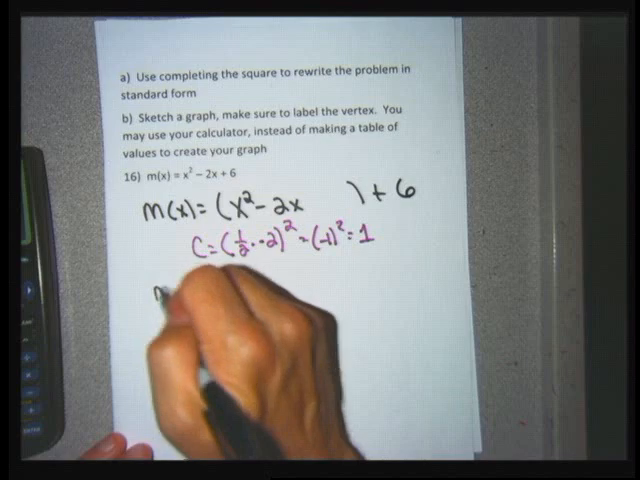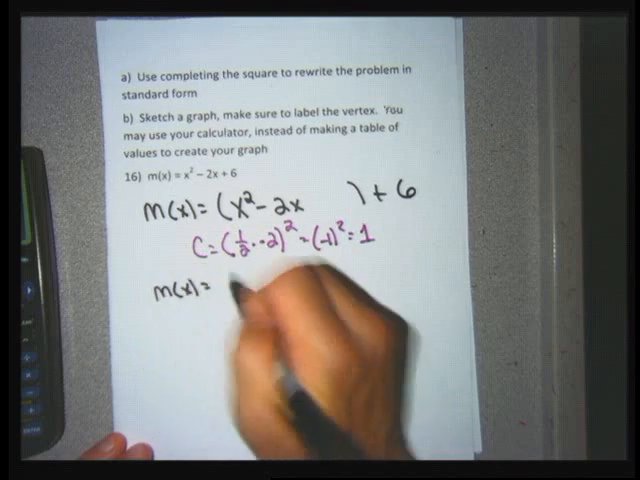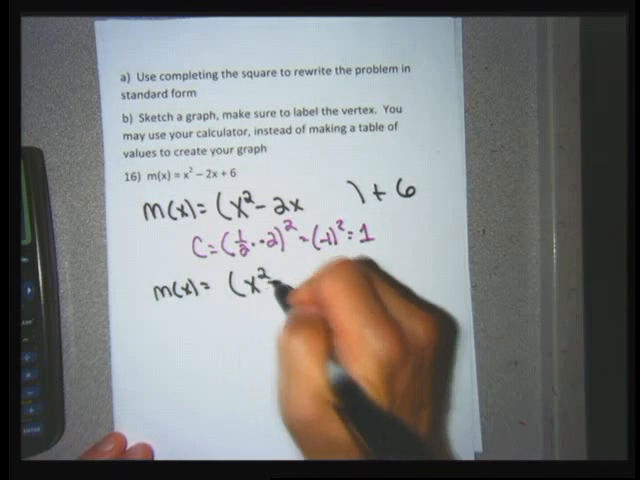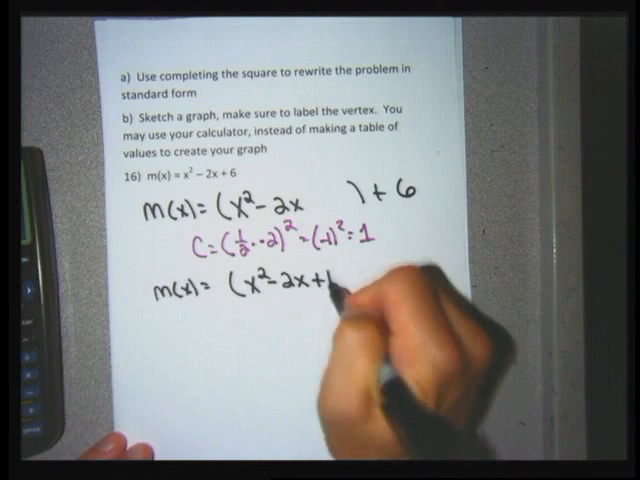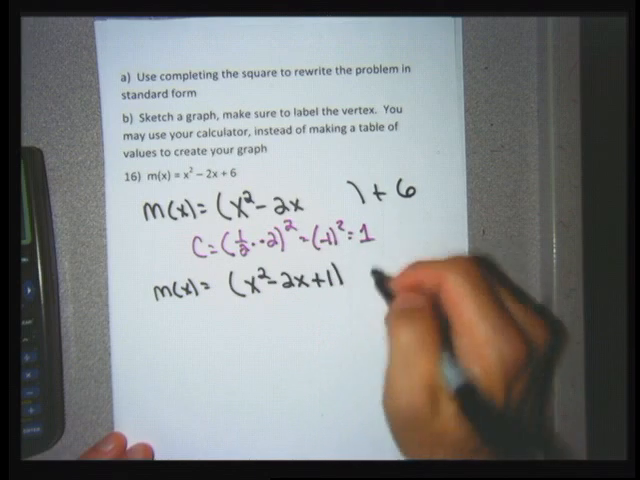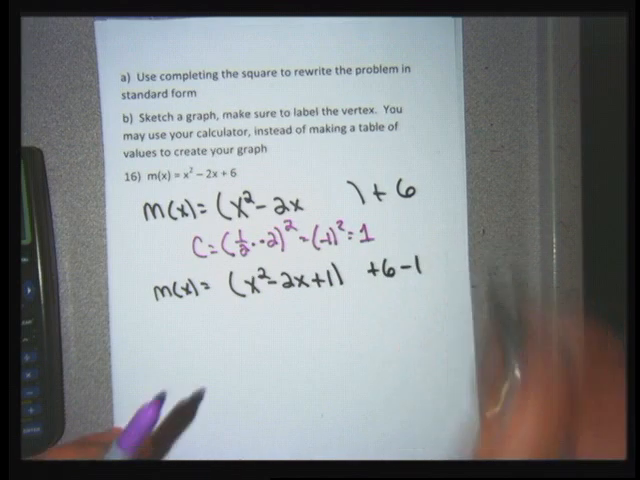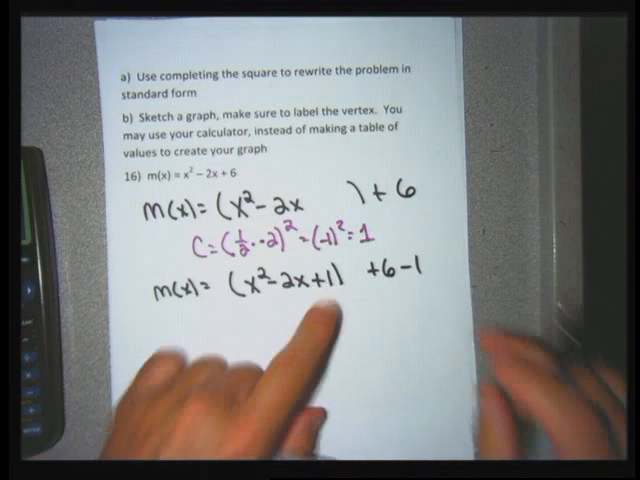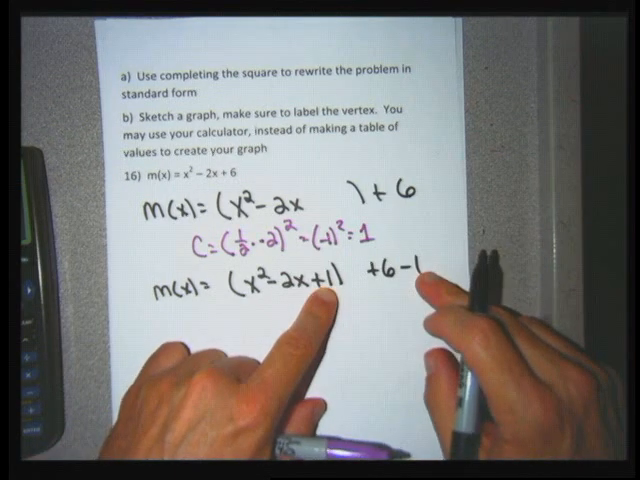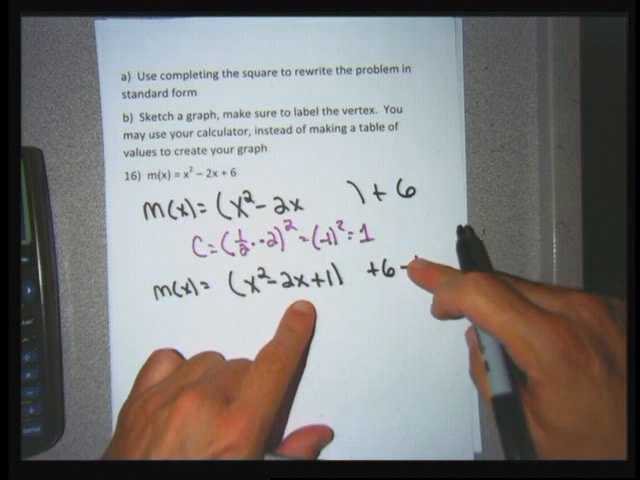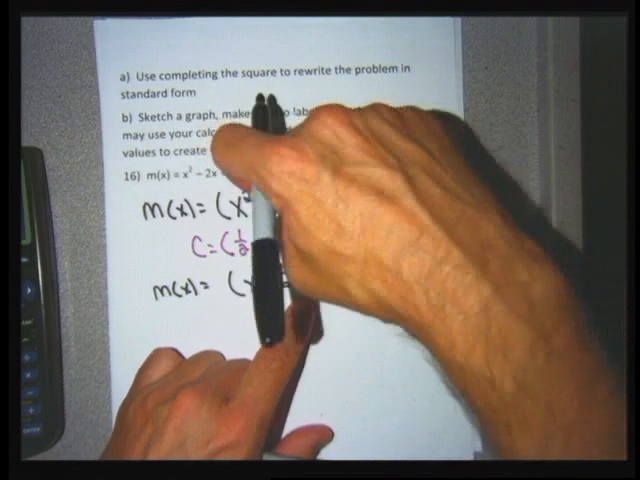So I'm going to go m of x equals 2x squared minus 2x plus 1 inside the parentheses. And then outside the parentheses, I'm going to minus the 1 to keep the balance. I'm adding and subtracting 1. If I simplify this by dropping the parentheses and combining like terms, it would simplify to the original problem.